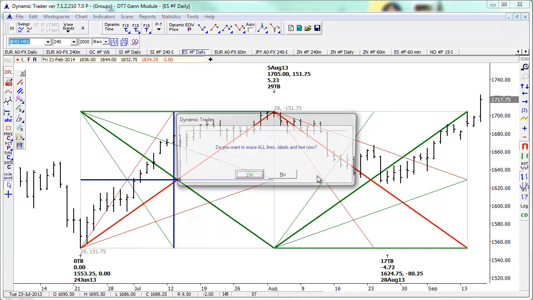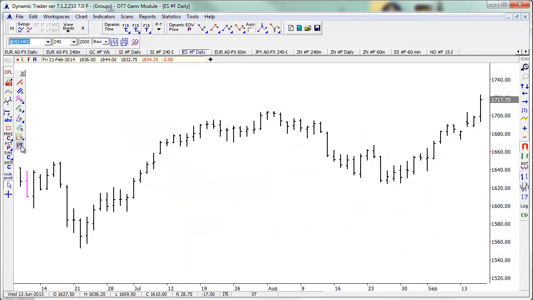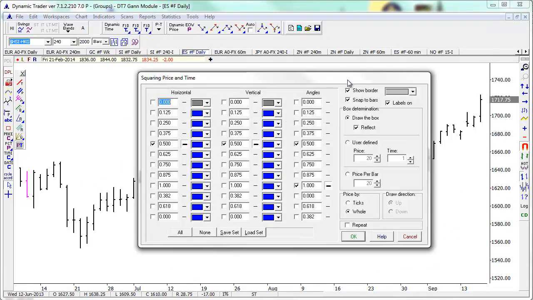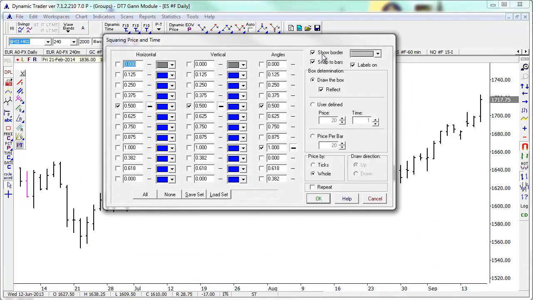I'll just do erase all. And I'll right click back on the icon. And I'll just point out the other choices that you have here rather than going through specific examples, mainly because the price-time relationships of different markets in different time frames can be completely different.